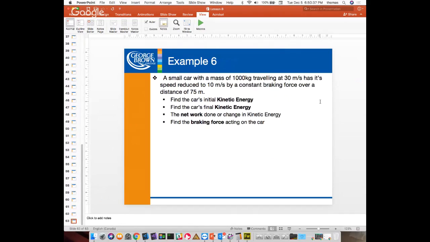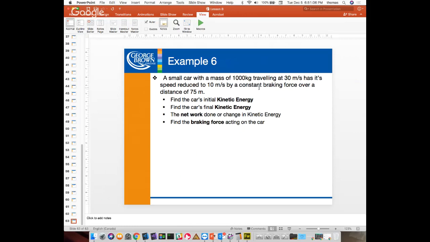Next, last question, and then we can go for the day. A small car with a mass of 1,000 kilograms traveling at 30 meters per second has its speed reduced to 10 meters per second by a constant braking force over a distance of 75 meters. Find the car's initial kinetic energy. Find the car's final kinetic energy. The net work done, or change in kinetic energy, and find the braking force acting on the car.